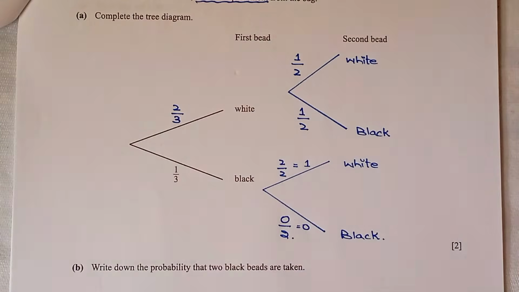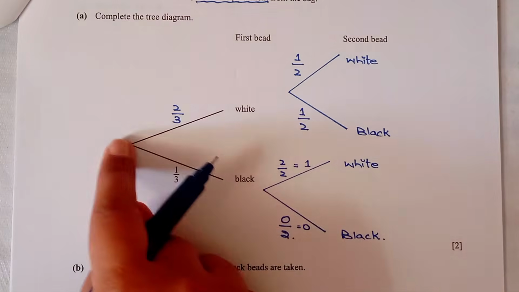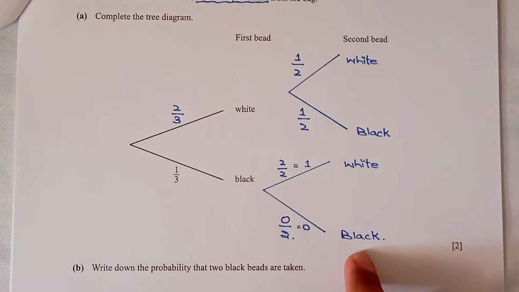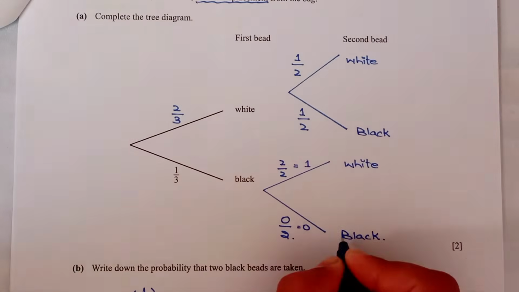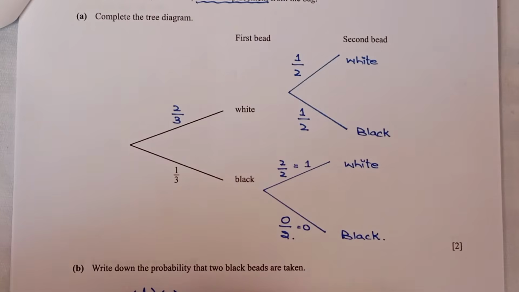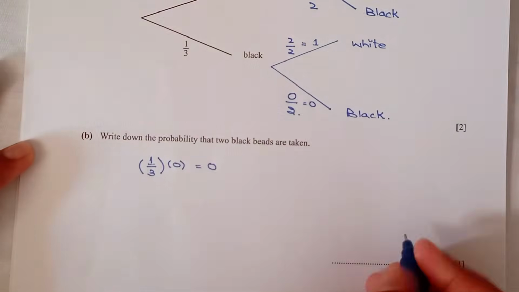Okay. Now for B part, write down the probability that 2 black beads are taken. So we have a black and a black. The probability for a black is 1 by 3 times the probability for this black, which is 0. So 1 by 3 times 0 would be equal to 0.